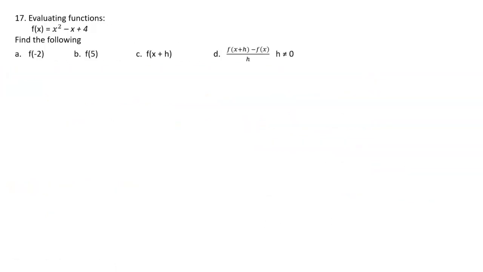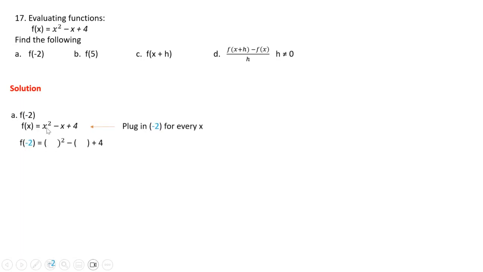Now, number 17. They want you to evaluate functions. They give you f of x equals x squared minus x plus 4. For part A, we're going to evaluate it at -2, which means when x is -2, the resulting answer will be my y. That means I'm going to plug in -2 for every x. So f of -2 will give us (-2) squared minus (-2) plus 4. The answer will give us 10. So when x is -2, my y is 10.